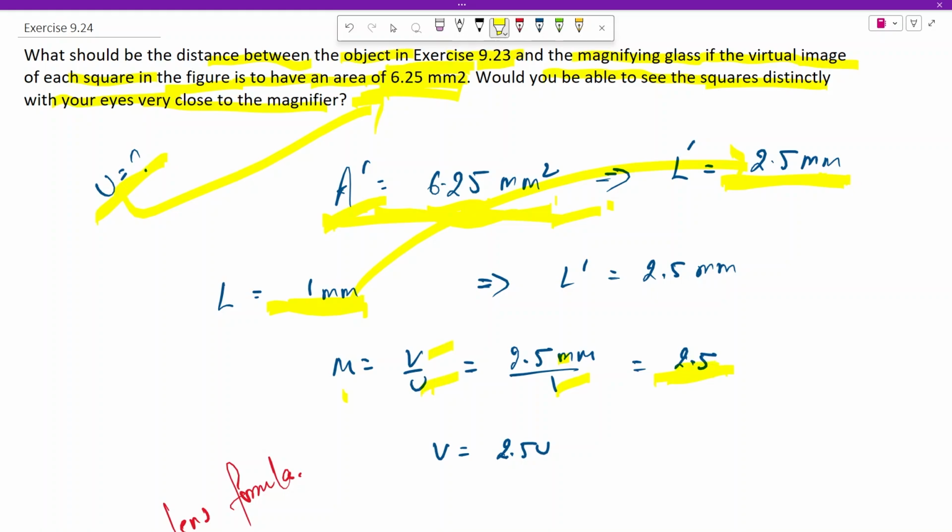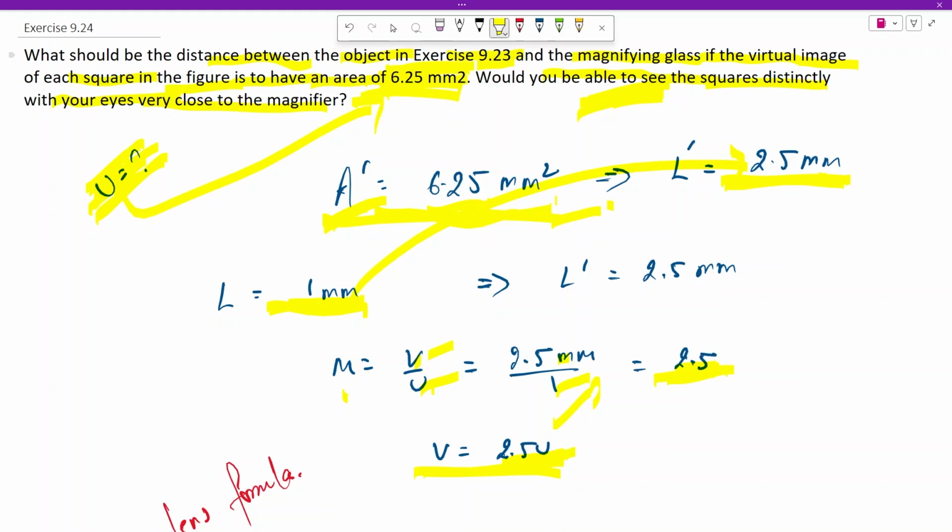Now here we are desired to find this value of U. So now we have got the value of V in terms of U. We can write V equals 2.5 U from this relation, and we know the focal length of this lens, which is 10 centimeter. So there is only one variable, that is U, to be used in the lens equation. So we can find out the value of U.